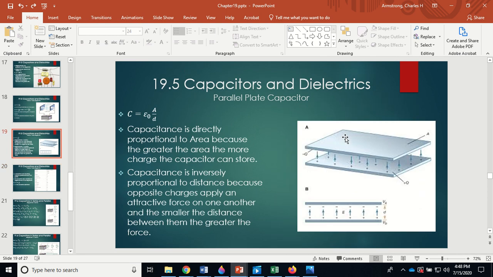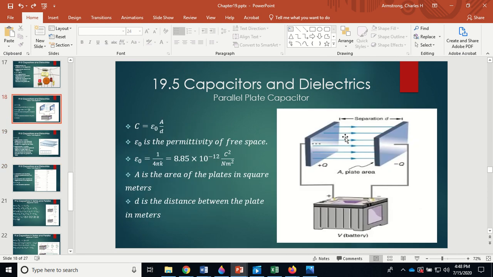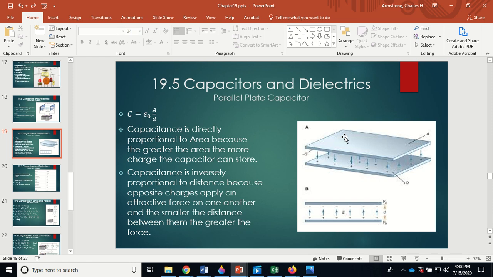So it's directly proportional to the area, inversely proportional to the distance between the plates. You want the distance to be as small as possible and the area to be as big as possible. You can't make the distance too small, or the plates get close to touching, and then basically you have electrons jumping across to the other side, and then you don't have a charged capacitor anymore.